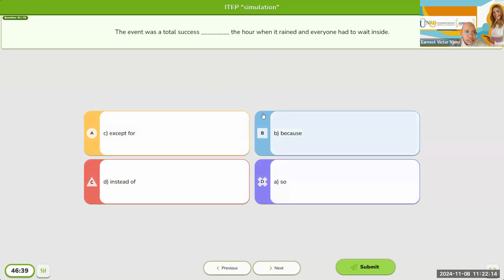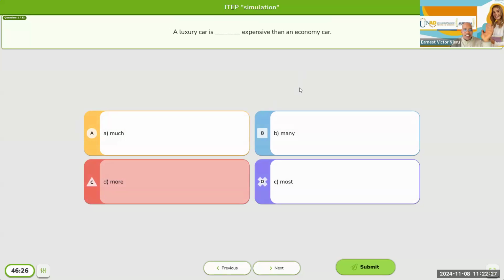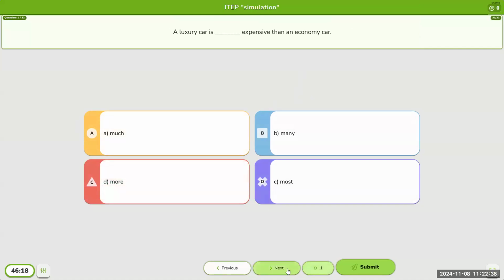The event was a total success, except for the hour when it rained and everyone had to wait inside. A, except for the hour when it rained. Perfect. And the last one, and we find the scores. A luxury car is more expensive than an economy car. C, more expensive. Finish, teachers.